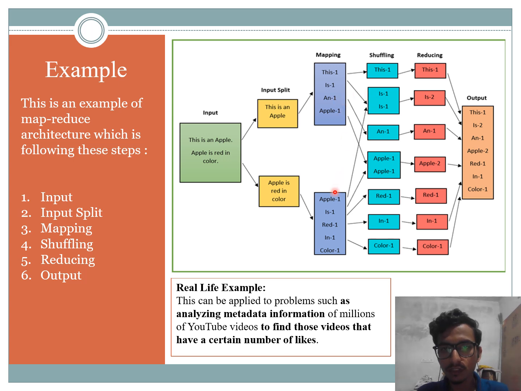From these two chunks, we combine the results such as "is", then "apple", and we count. So this occurs one time, "is" occurs two times, "apple" occurs two times. Then all these are combined in a single chunk. So this is how MapReduce architecture works.